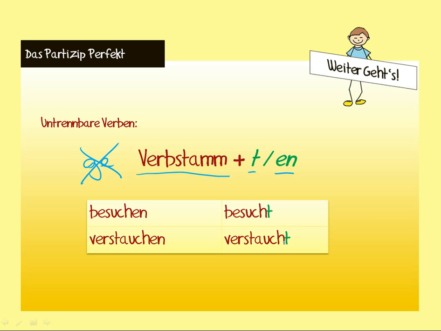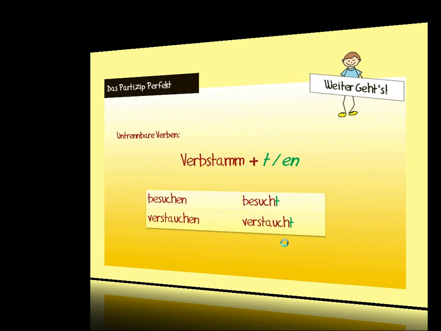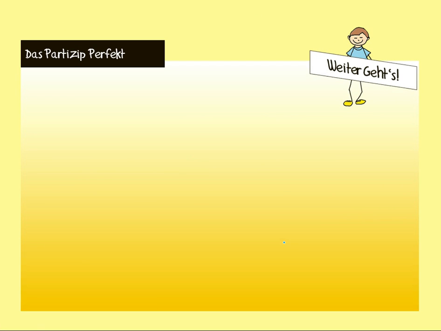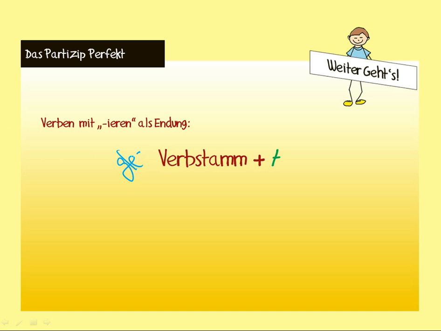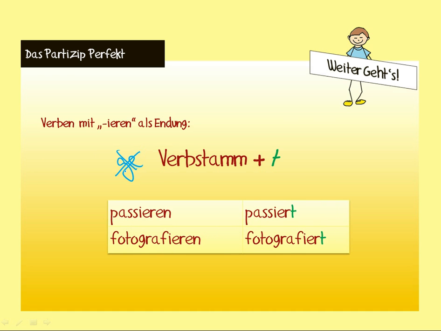Okay? And the same is true for verbs that end in I-E-R-E-N or iren when you pronounce it. There's no GE. You take the stem and add a T. Examples: passieren, to happen, and passiert, and fotografieren, to take pictures or take photographs, and fotografiert.